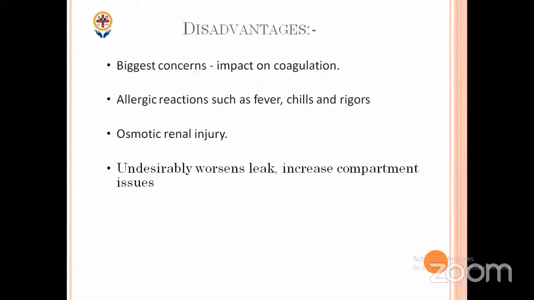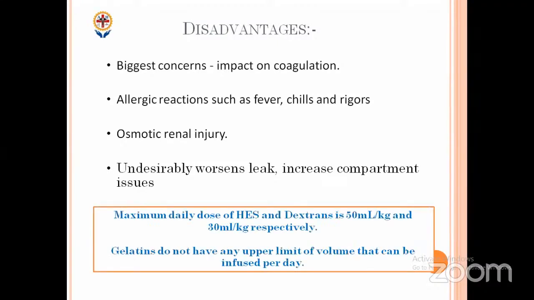But the biggest disadvantage is they can impair your coagulation. Already you know in dengue they have a coagulation problem. Dextrans and starch can impair your coagulation further, and gelatin can cause allergic reactions. They can cause osmotic renal injury, and the most important thing is they can leak. Once they leak, they can cause compartment issues. So be careful when you're giving colloids as well. They're not that safe as you think. And there's an upper limit for starch and dextrans. The upper limit for starch is 50 ml per kg and for dextrans is 30 ml per kg. You cannot go beyond this.